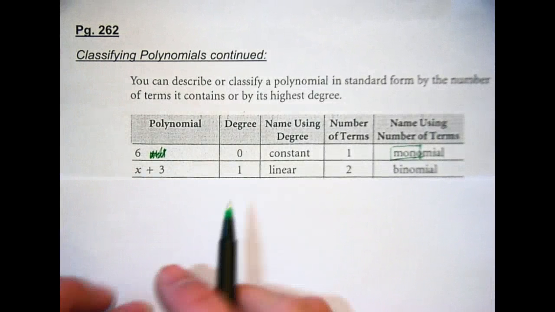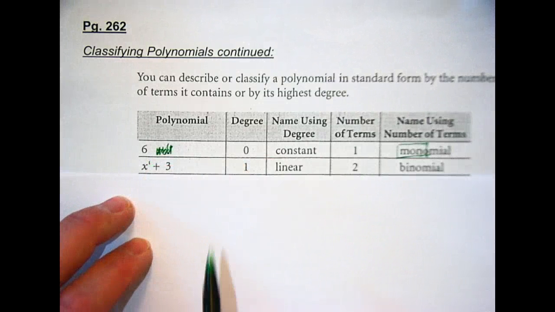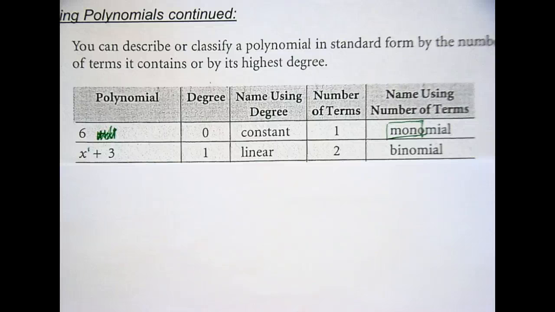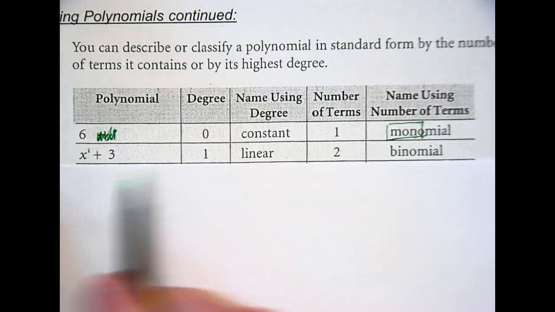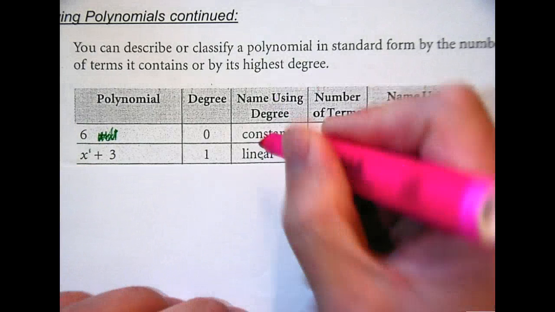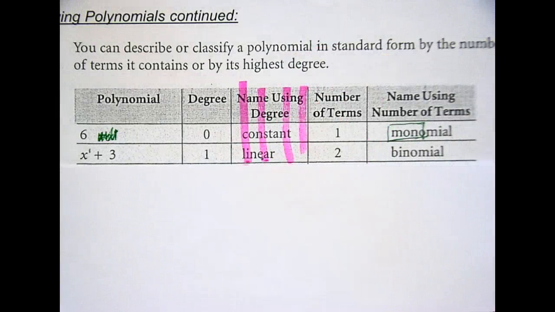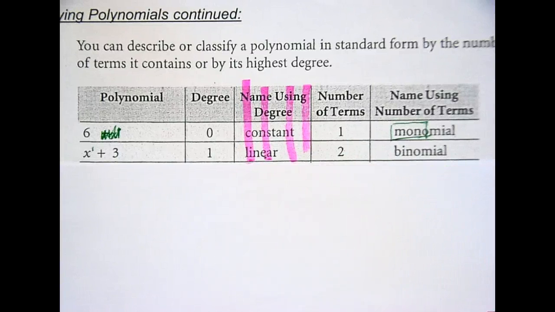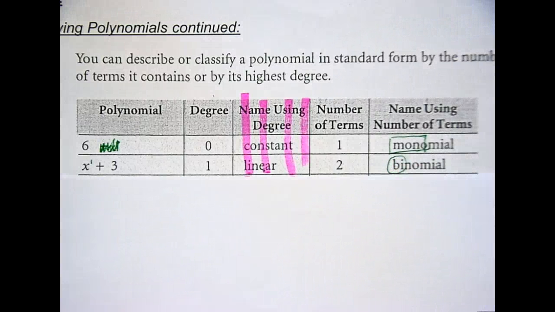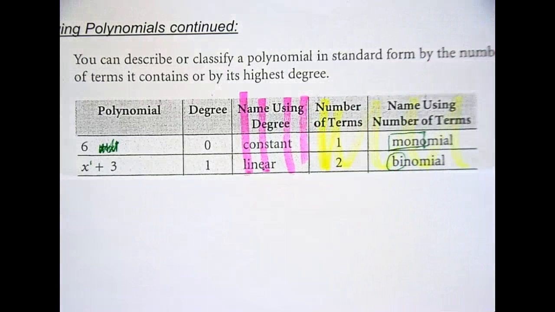If we have two terms, x is to the first power now. X is to the first. There are two terms. It's a degree 1. We call that linear. So make a good note of this column right here. The number of terms is 2, and 2 is binomial, the bi meaning 2. So you kind of think of it that way.